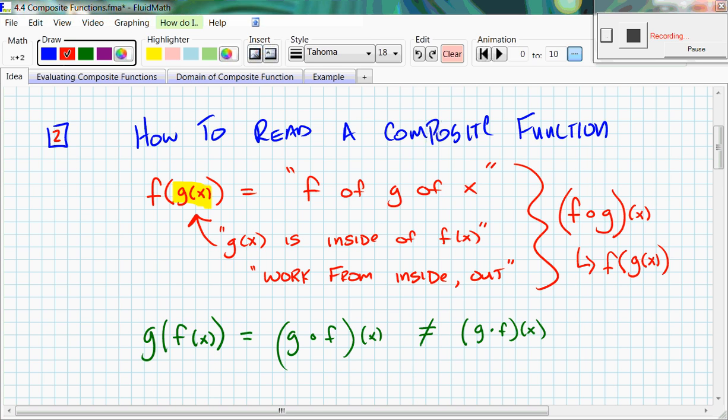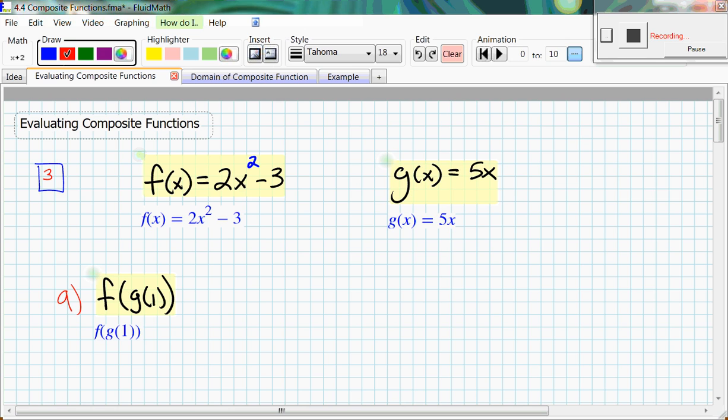Okay? All right, so now that we have the setup, we can actually use these things. Okay, so let's go over here. So here's the third box for you. I've got two functions defined, right? I have f of x is 2x squared minus 3, and I have g of x is 5x. So two basic polynomials. We're going to practice with these things, right?